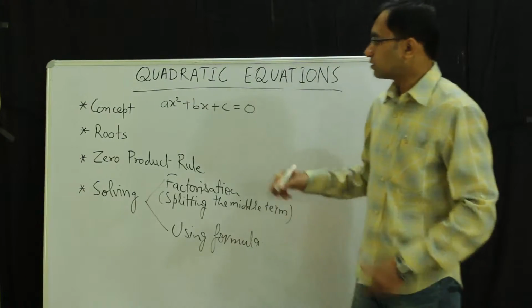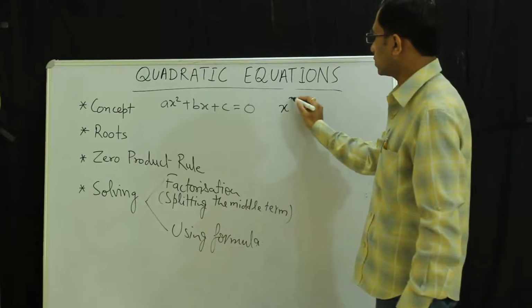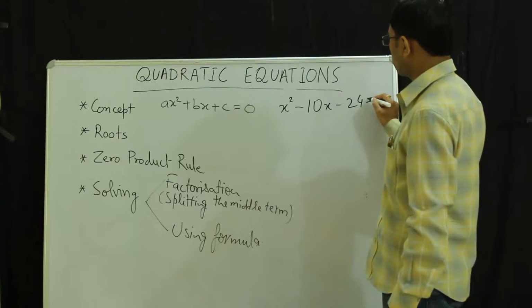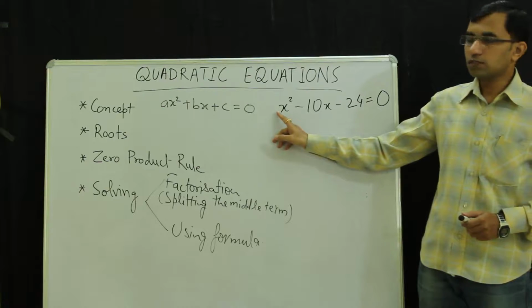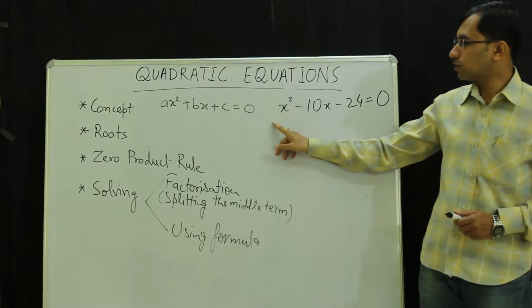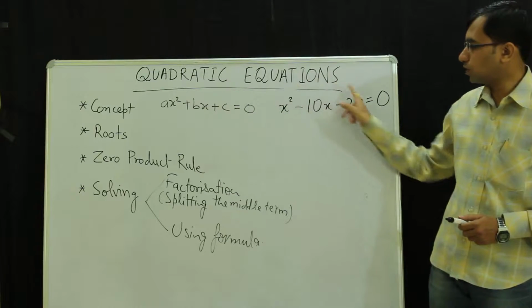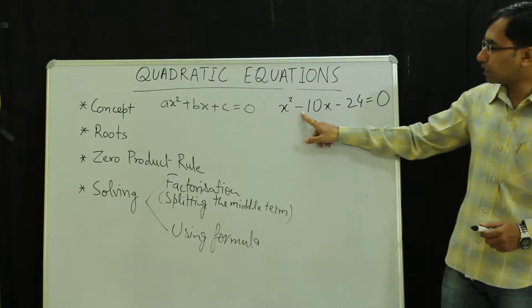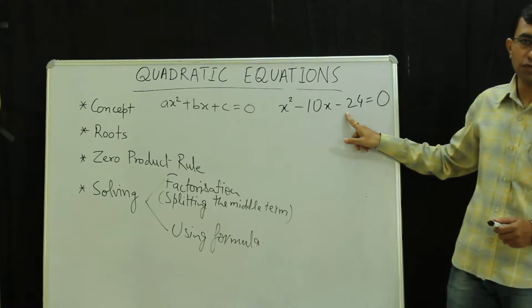Now let us take another example of solving an equation by splitting the middle term. Let us take this equation: x squared minus 10x minus 24 is equal to 0. If I see over here, the a value is 1. If nothing is written, that means the a value is 1. So here this is 1, this is minus 24. If I multiply 1 and minus 24, I am going to get minus 24. So that means I need to split minus 10 into two parts which give me a product of minus 24.